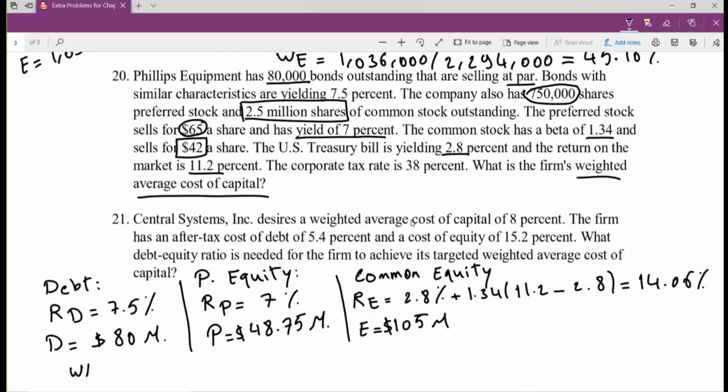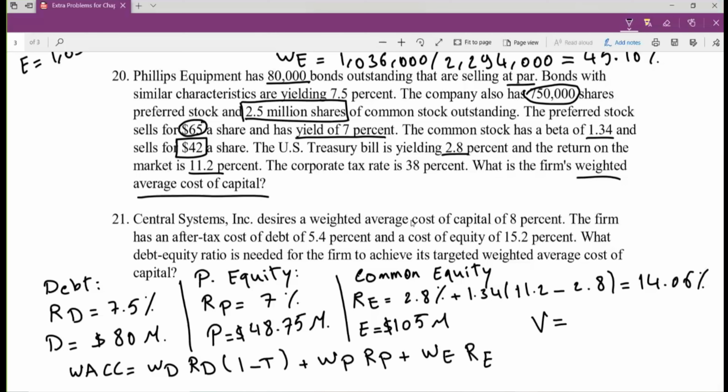So this is the formula. The weighted average cost of capital equals WD RD times 1 minus T, plus WP RP, plus WE RE. Of course, here I have first to compute V, which is D plus P plus E, and this is 233.75 million.